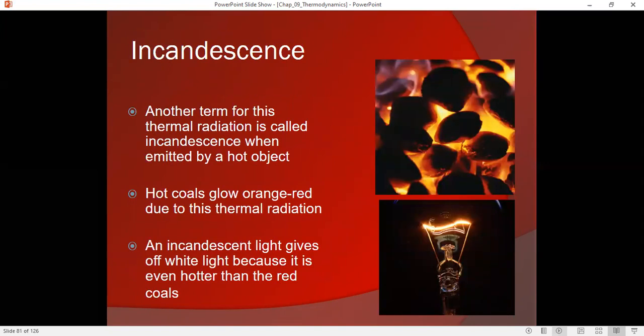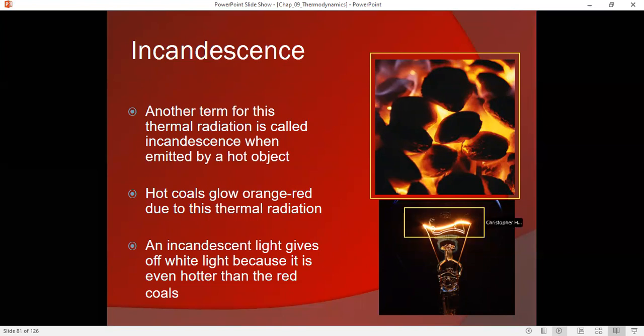Now, as things get warmer and warmer, the thermal radiation becomes shorter and shorter in wavelength, and eventually it begins to glow because it's hot. We call this incandescence. Here we can see hot coals, which are incandescent, which are glowing because they're very, very warm. And here we can see a hot tungsten filament in an incandescent light glowing because it gets very, very hot.